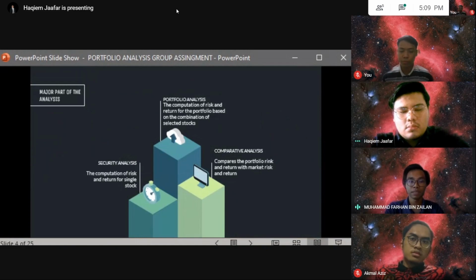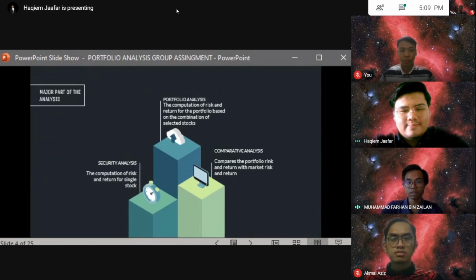So, what are the major parts of portfolio analysis? The first one is security analysis, which is the computation of risk and return for a single stock. Portfolio analysis is the computation of risk and return for the portfolio based on the combination of selected stocks. And the last one is comparative analysis, which compares the portfolio risk and return with the market risk and return.